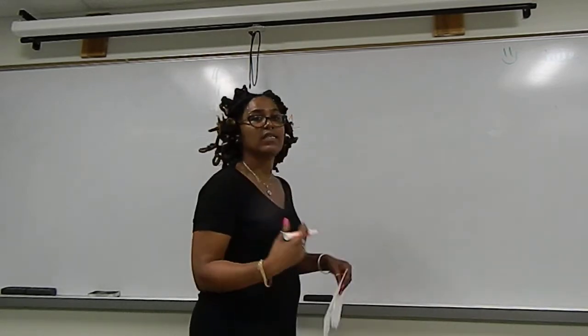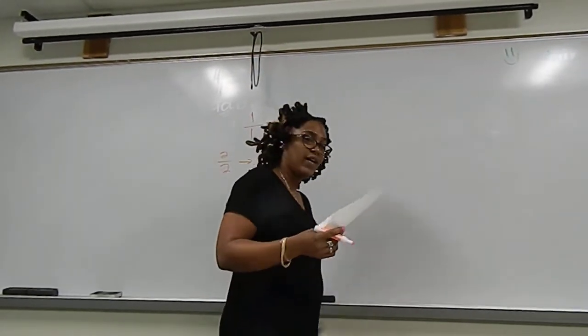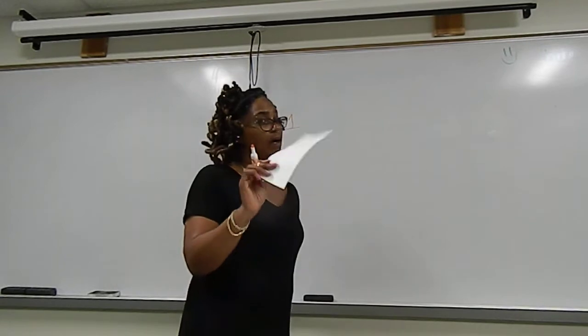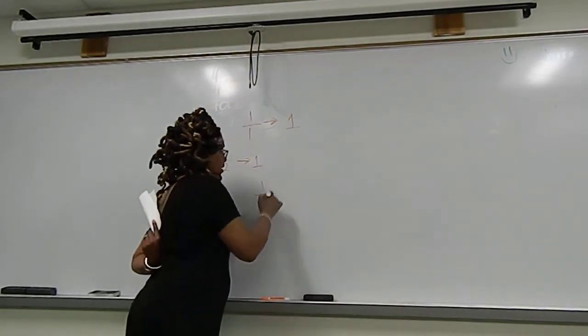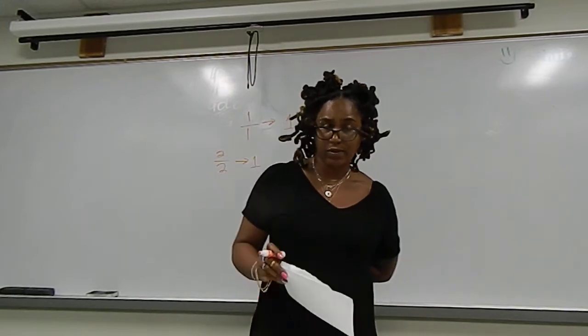Since we need 2 pieces to make one whole piece of paper, notice what we need is the denominator. It goes on the bottom. What we need is the 2. But if I lose one, I only have 1 out of the 2, which, as we all know, is half of that piece of paper.